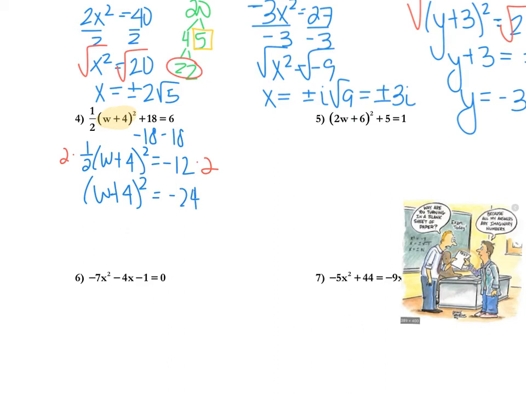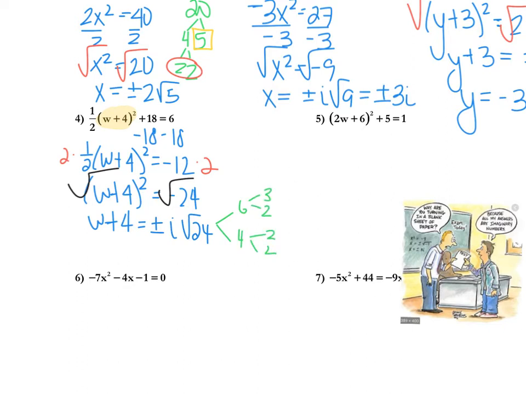Okay. So I go ahead and take the square root of both sides, and I can do this now. So do some work off to the side, or just know that you need to take the i out. So plus or minus i root 24. Okay, but you are not done because 24 can be simplified. So 24 breaks down into 6 and 4.